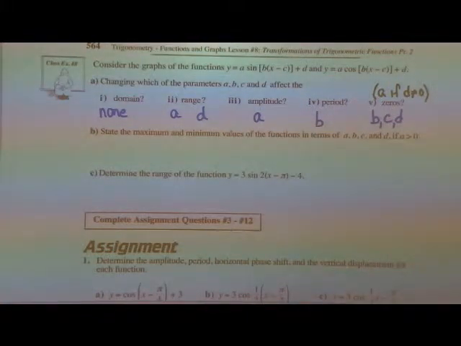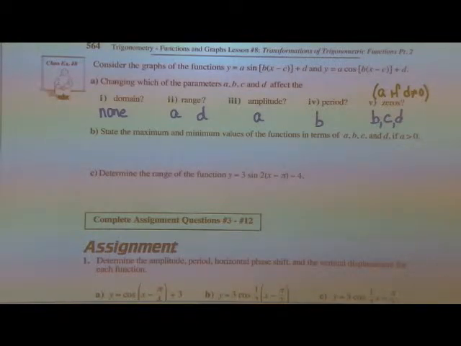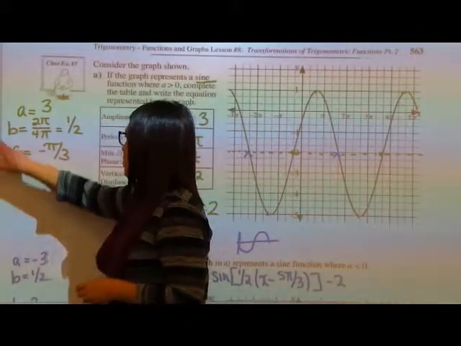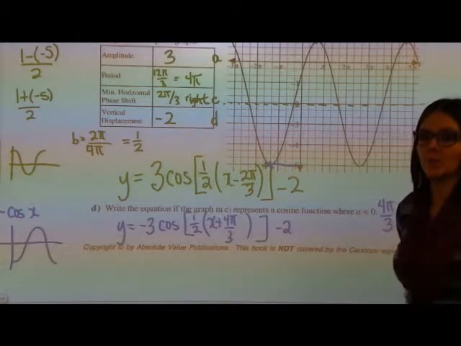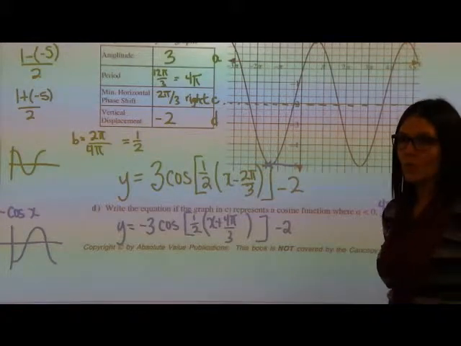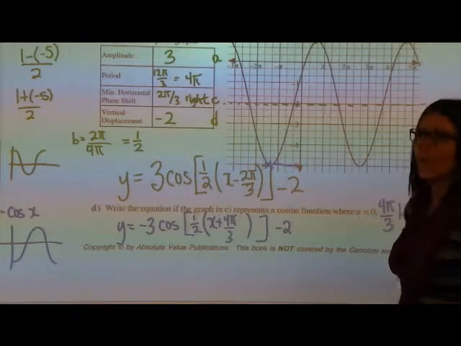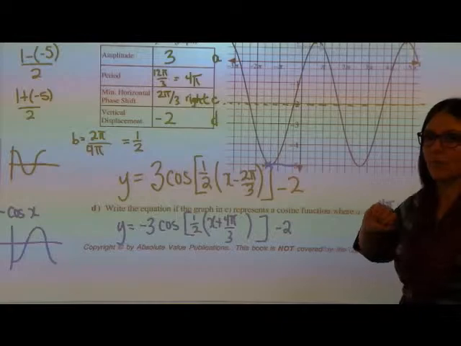Question B says, state the maximum and the minimum values of the function in terms of the parameters A, B, C, and D, assuming that I have a positive amplitude. So if we go back to an example that we can see, we'll go back to this close one. How can I find amplitude? It's max minus min divided by 2. But if I don't know the maximum and the minimum, that's what I'm trying to figure out. What could I do to figure out that 1 is the maximum and -5 is the minimum?